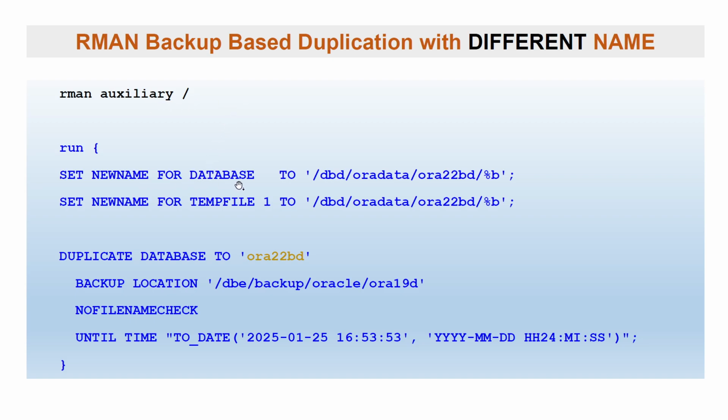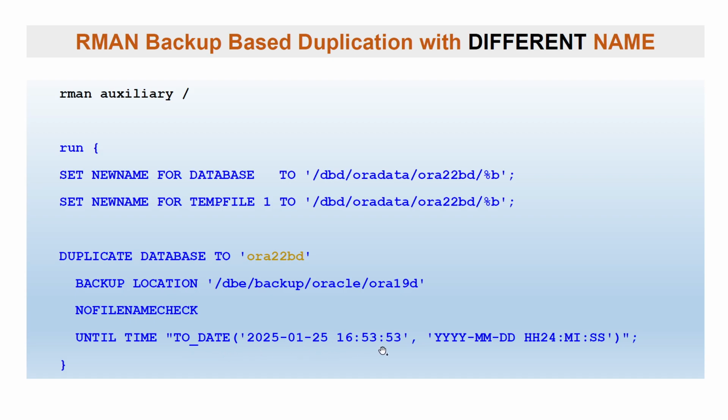We will set new name for the database files to this location, and set new name for the temp file to this location. What these two commands do is make sure that all the data files get redirected to this location and the temp file gets redirected to this location. Then we will run duplicate database to aura22bd with the backup location. If you remember, we have to specify the location where we have stored the backups. We also have to specify no file name check and until time. Where this until time comes from, I will show you when we are doing the actual lab.